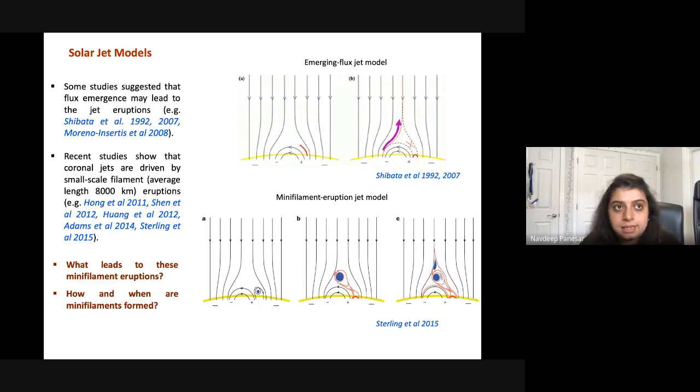And then in the second part, I will show you the magnetic setting of small-scale jets known as jetlets. And I will also show you how these small-scale jets are miniature versions of coronal jets. And at the end, I will show you why coronal jets are analogous to CME-producing eruptions.